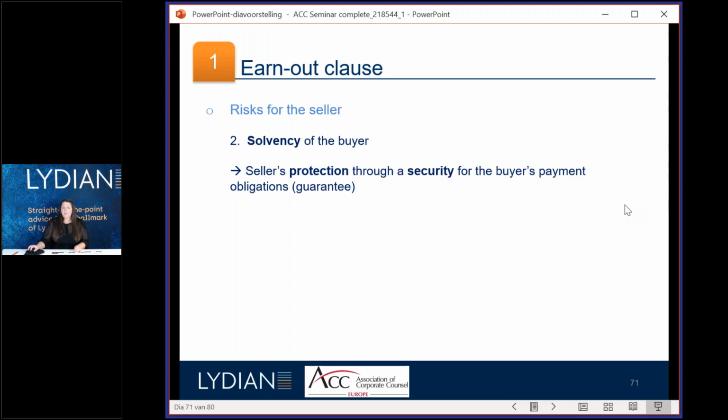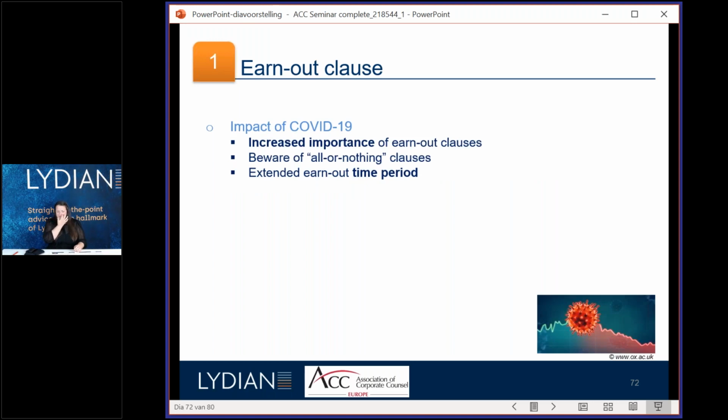And with the outbreak of the pandemic, we do expect that earnout clauses will be more frequently used, especially for underperforming companies. We do expect that the time period over which the earnout will be calculated would be longer than usual, also because there's an uncertainty about how long this crisis is going to be. And yes, as a seller, of course, you want to have enough time for the business to pick up and to recover from the pandemic. So that's what we expect in the future.